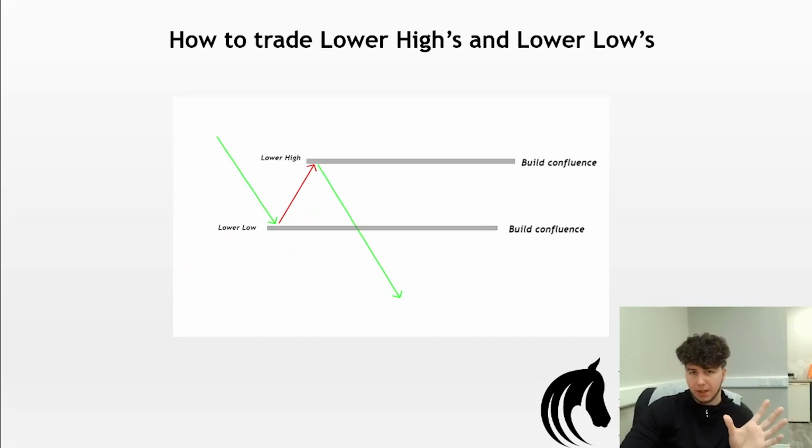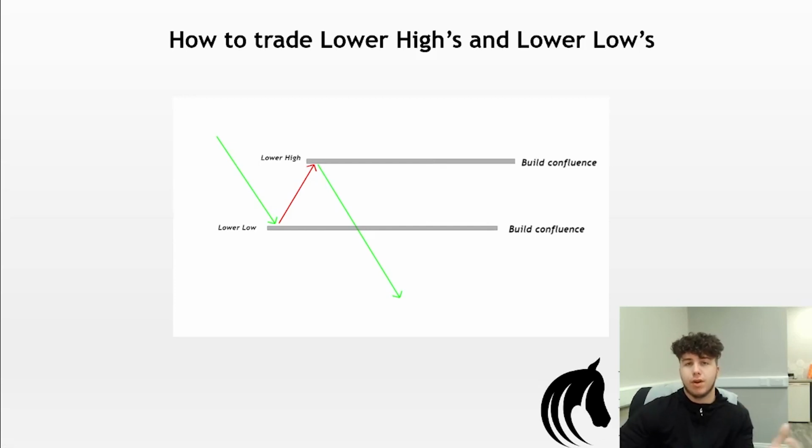How to trade the lower highs and lower lows? Exact same, guys. Once price is trending down, you can see price is making the lower lows, pulling back and making lower highs. If you look at this example here, you are looking to find the retest of the lower low, or the retest once price pulls back to the lower high.